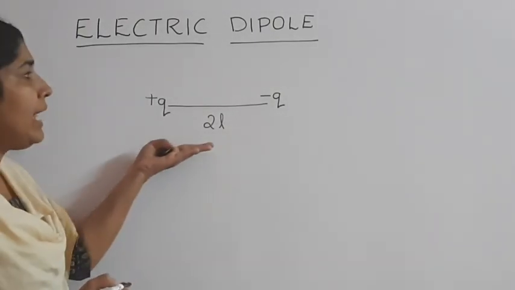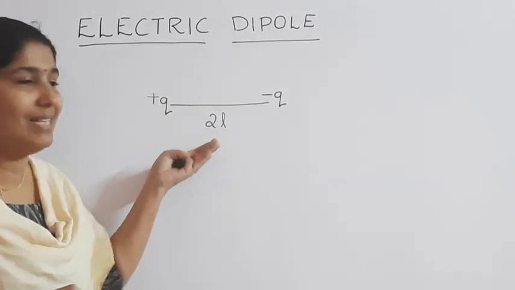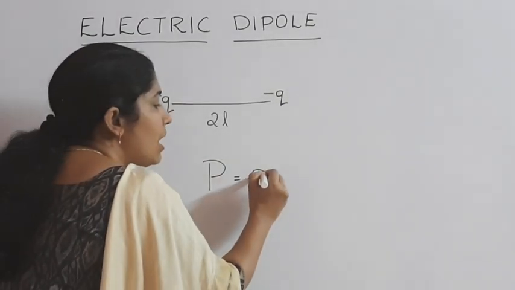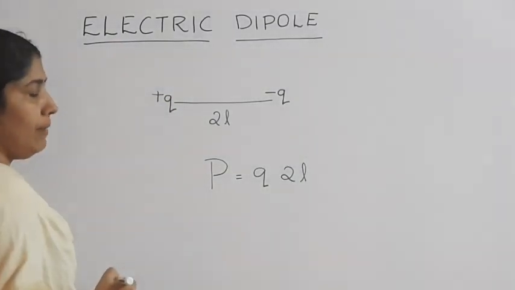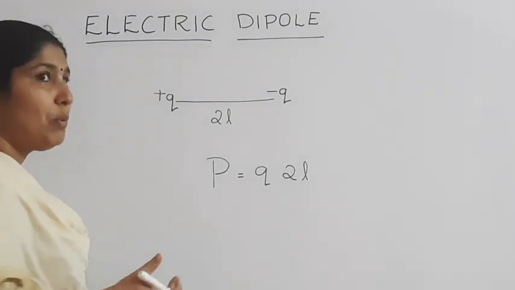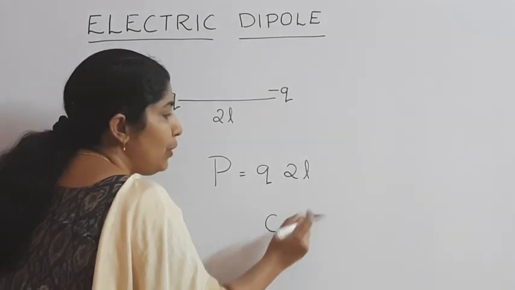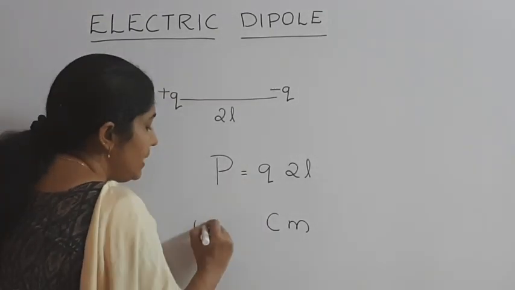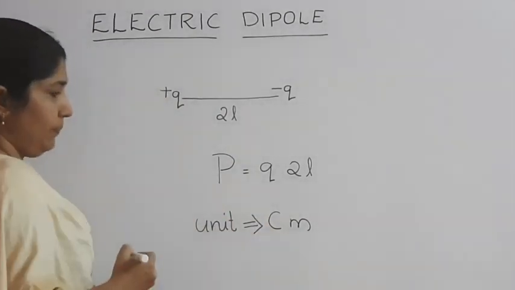Then the strength of the dipole is measured by using a quantity known as dipole moment. Dipole moment P is equal to one of the charges into the distance between them, that is equal to q into 2l. Then what about its unit? The unit of charge is coulomb and the unit of distance is meter. Then we can say that the unit of dipole moment is coulomb meter.